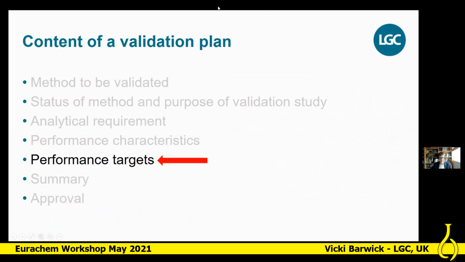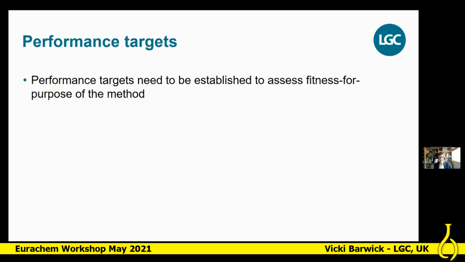So next on the list was performance target. So we've looked at how we might decide which performance characteristics to study, and we've looked at some potential experimental designs to allow us to evaluate them. But obviously the final step of a validation exercise is to assess whether the method is actually fit for purpose. And I know from experience of running training courses on method validation that this is often one of the more challenging aspects for laboratories. How do you decide what is actually good enough? Where do you get the information from?